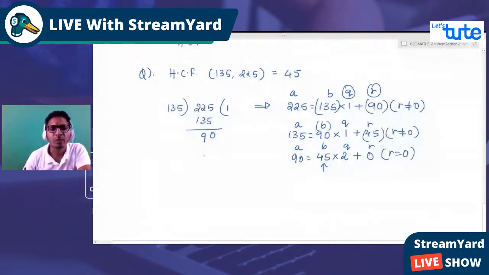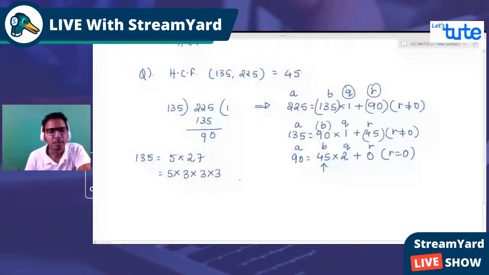We can cross-check that with the regular method which we use by finding the prime factors. How can we do that? Let us just see. We are rechecking by the basic method which we have learnt in the lower standards. So 135 can be written as 5 multiplied by 27, that is 5 multiplied by 3 multiplied by 3 multiplied by 3. This is how we get the prime factors for 135.